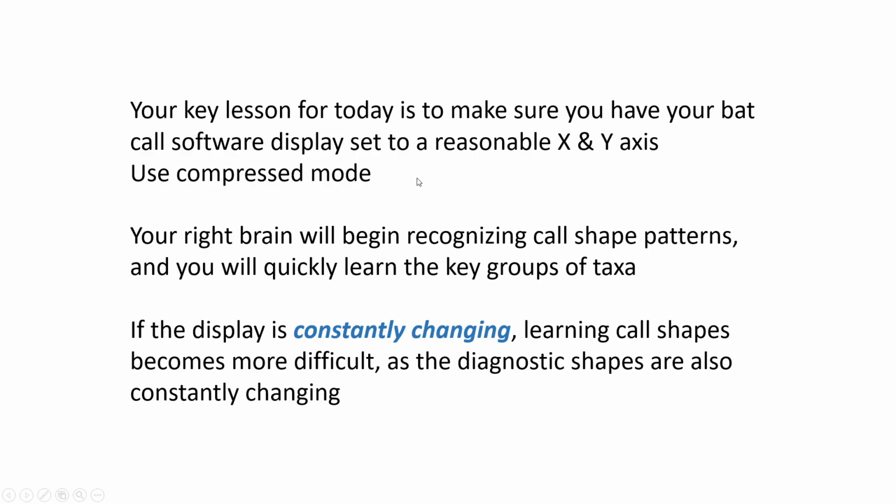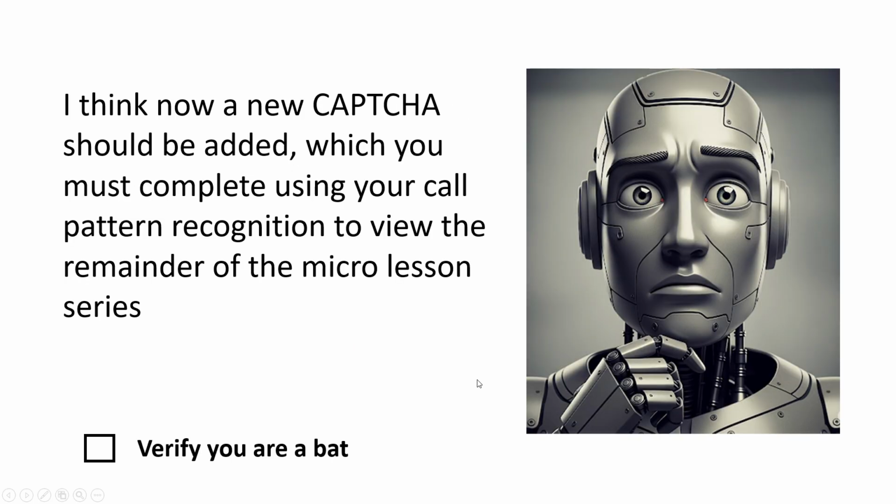So your key lesson for today in this longer one is to make sure you have your bat call software display set to a reasonable XY axis. Use compressed mode. Your right brain will recognize the call shapes and patterns, and you're quickly going to learn the key groups of taxa. Again, if your display is constantly changing, learning the call shapes is going to be difficult, as the diagnostic shapes also change.